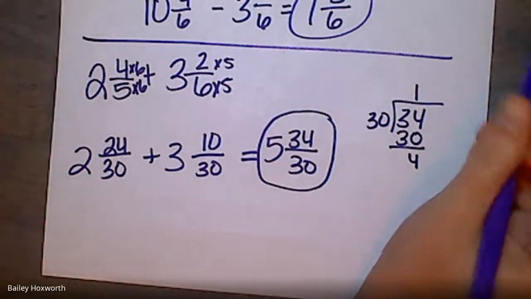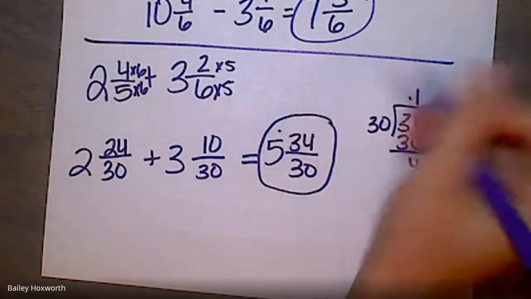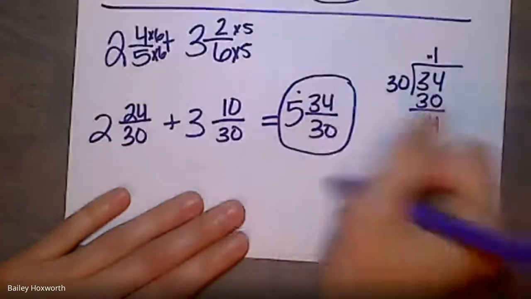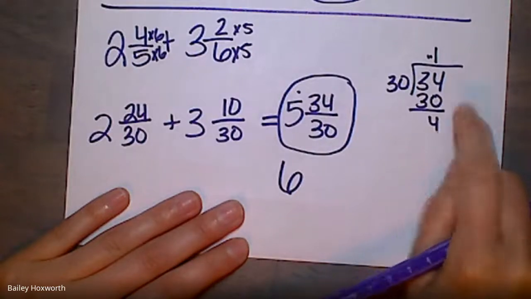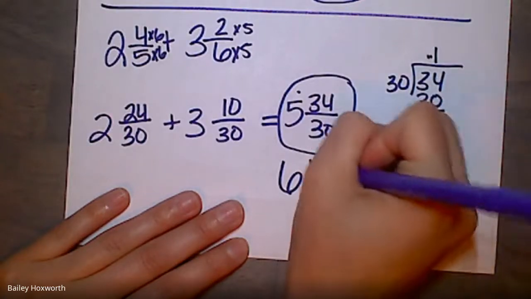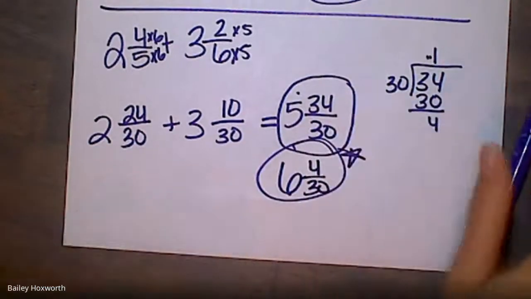So I need to add 1 more to my whole number. What's 5 plus 1? 6. And here's my new fraction, 4/30ths. So your answer is 6 and 4/30ths.